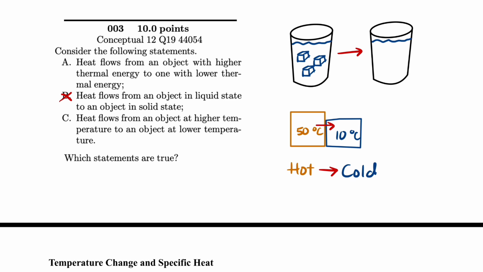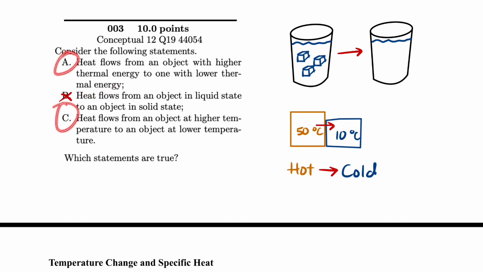Let's say you had liquid nitrogen, which is really cold. Then you get a hot piece of metal. The metal's solid, liquid nitrogen is liquid. Of course, the heat will flow from the hot metal to the liquid nitrogen, which contradicts this one.